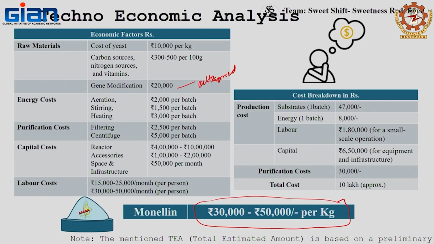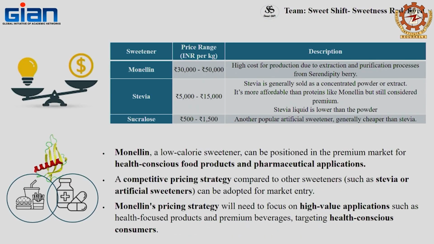So then, in the next slide, I compared with other sweetener alternatives. Monolin is at this much price. Stevia comes in at 5 to 15,000, and if stevia is in liquid form, it costs even less, nearly 5,000. Then again, is there any alternative to stevia? So I went for sucralose, and these are the charges.